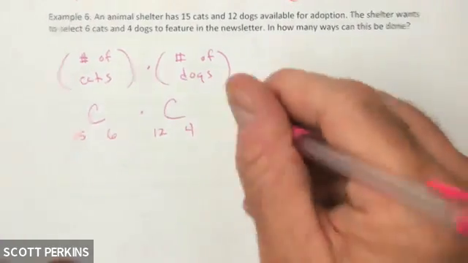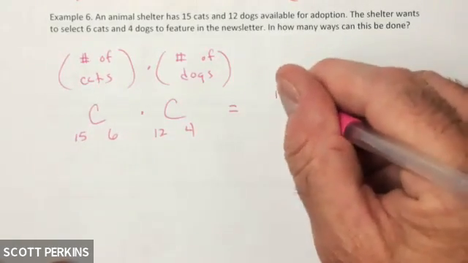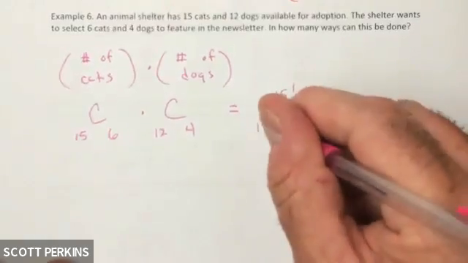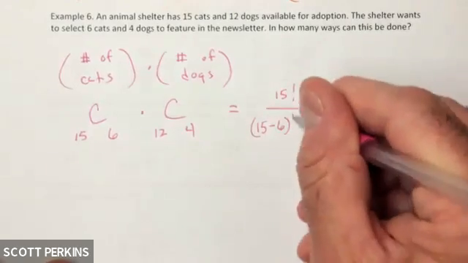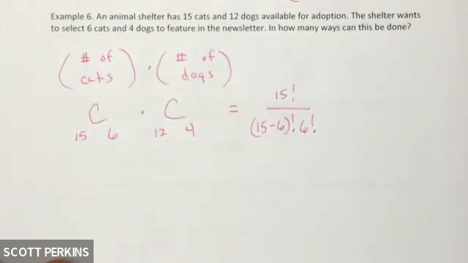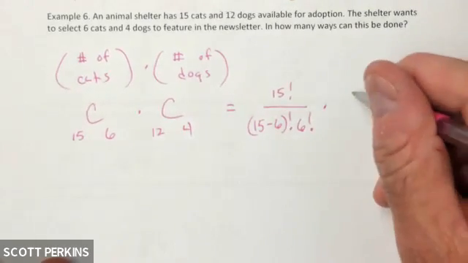Again, I'm practicing the formula. So for the cats, I've got 15 factorial if I was using all of them and order was important to me. But I'm not using all 15. I'm leaving off 9 of them. And then I've got to get rid of the duplicates because I really don't care what order I put the cats in the newsletter. And then the same thing with the dogs.